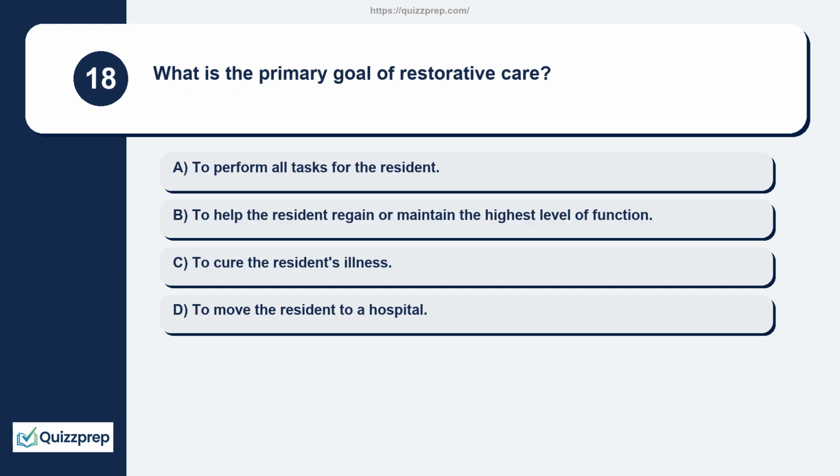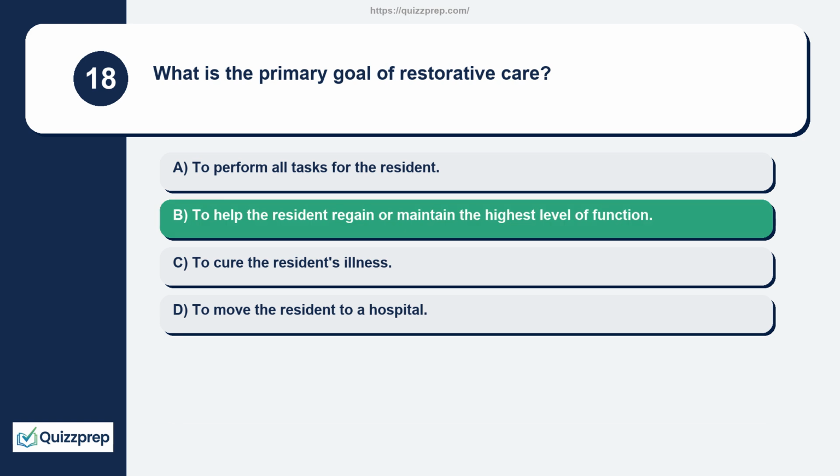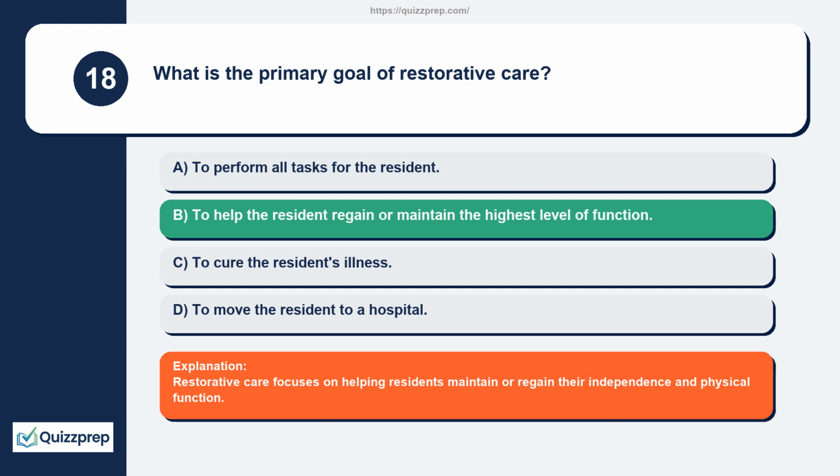Question 18. What is the primary goal of restorative care? To perform all tasks for the resident. To help the resident regain or maintain the highest level of function. To cure the resident's illness. To move the resident to a hospital. Restorative care focuses on helping residents maintain or regain their independence and physical function.